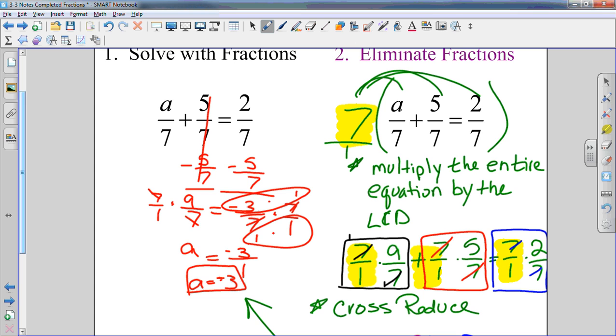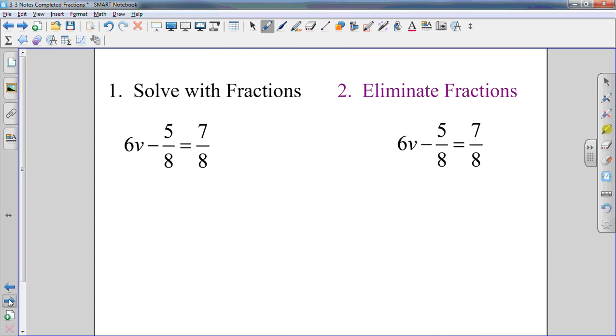Really? Well, you might not once we do the next one, because I already had a common denominator. This one is a little bit different. They get harder and harder. We're going to do many, many examples, so stay with me here. Are you ready? All right. Solve with fractions. That's what we're going to do first.